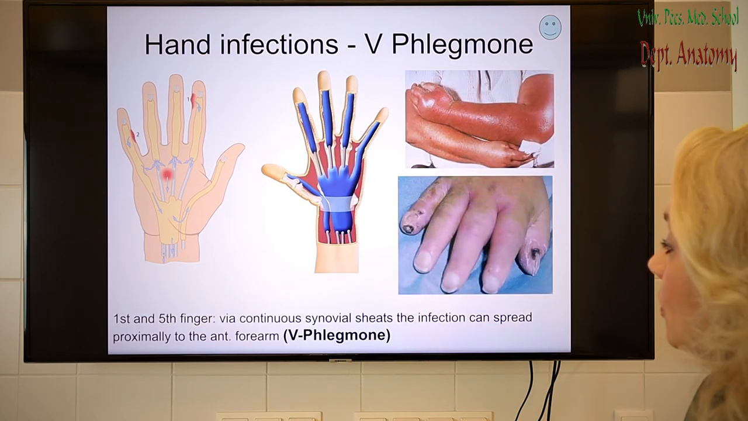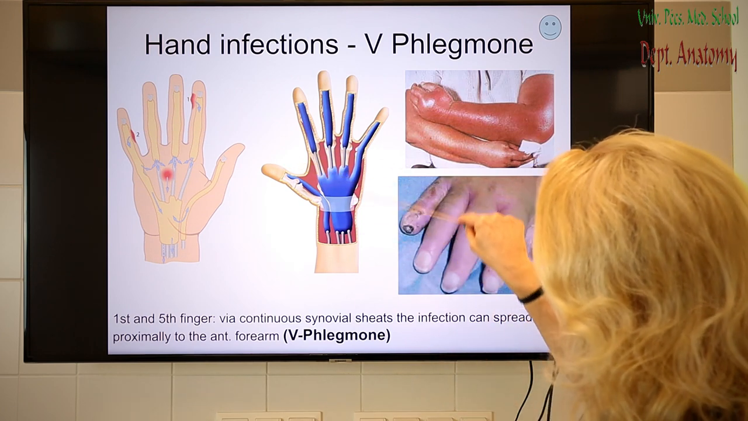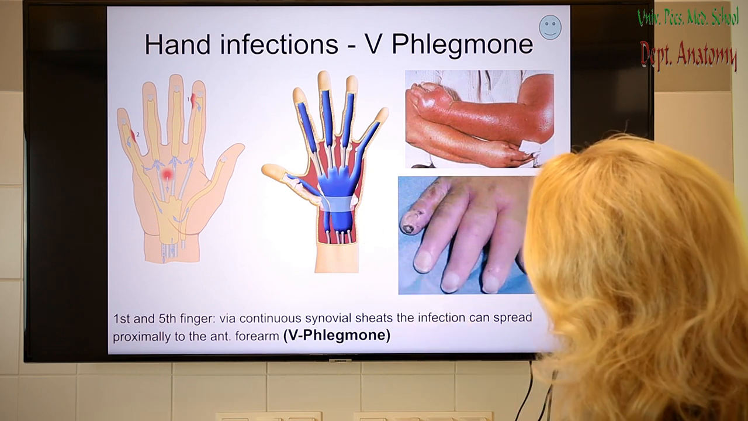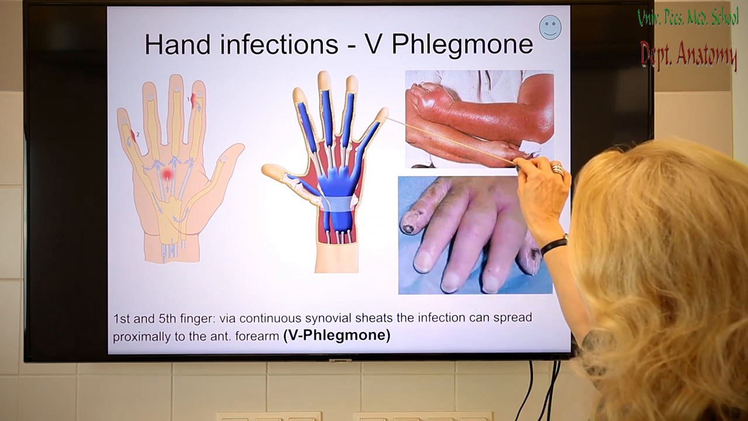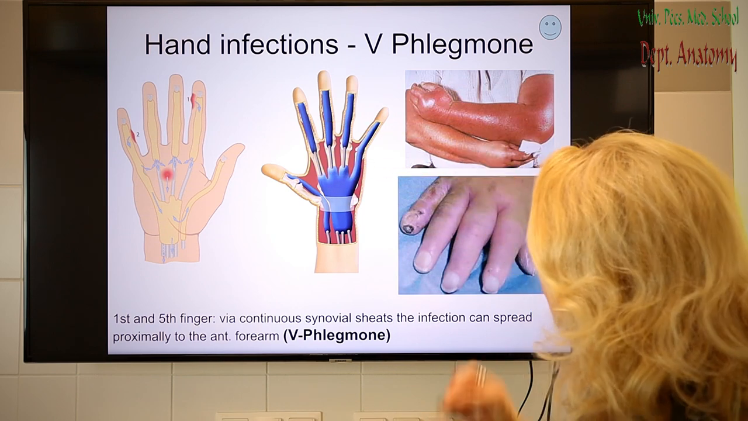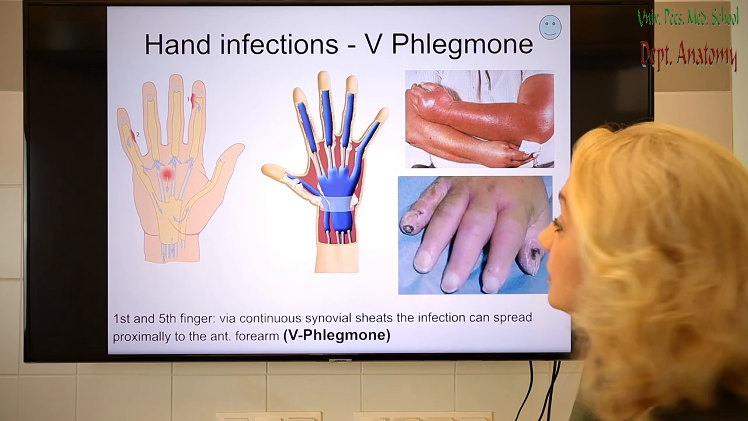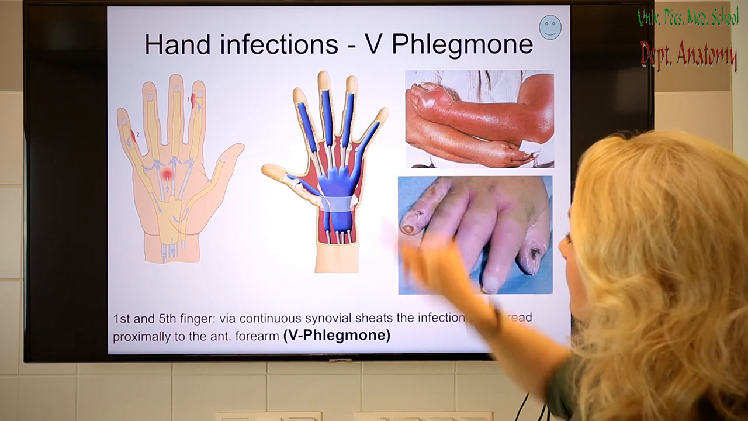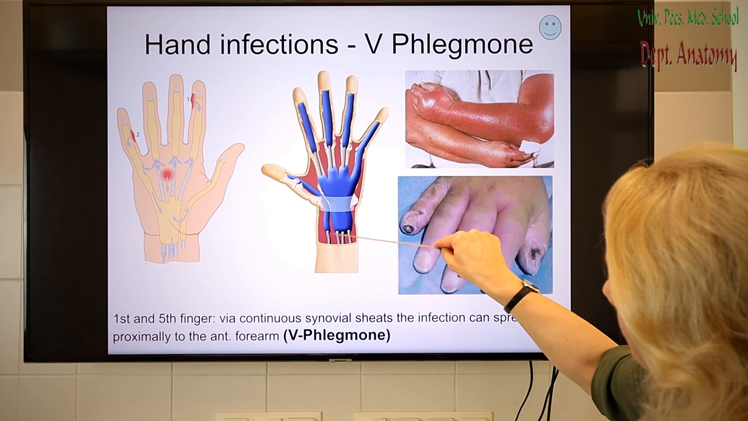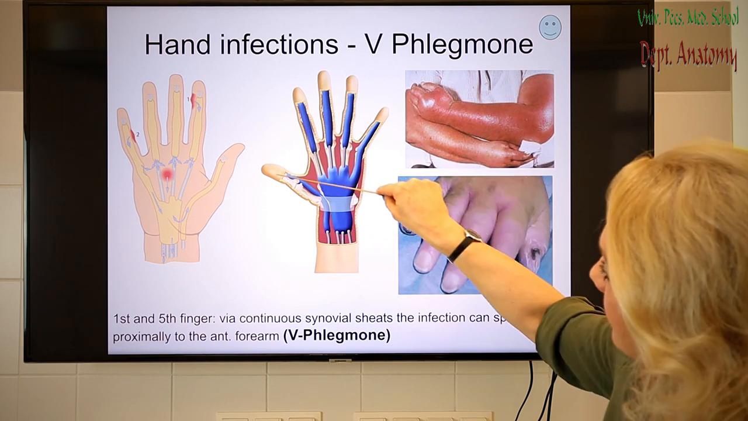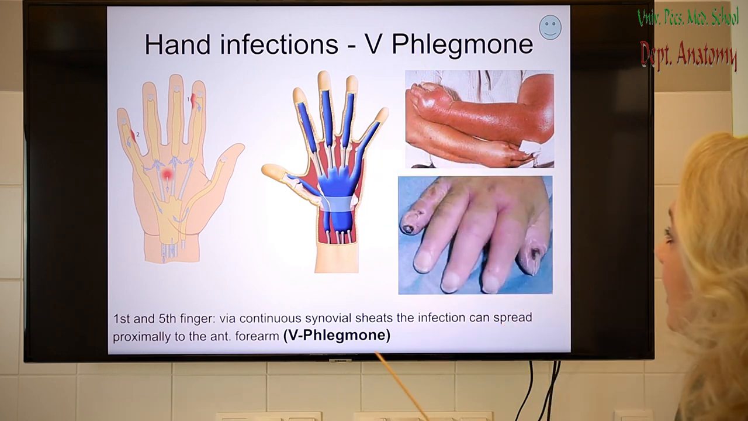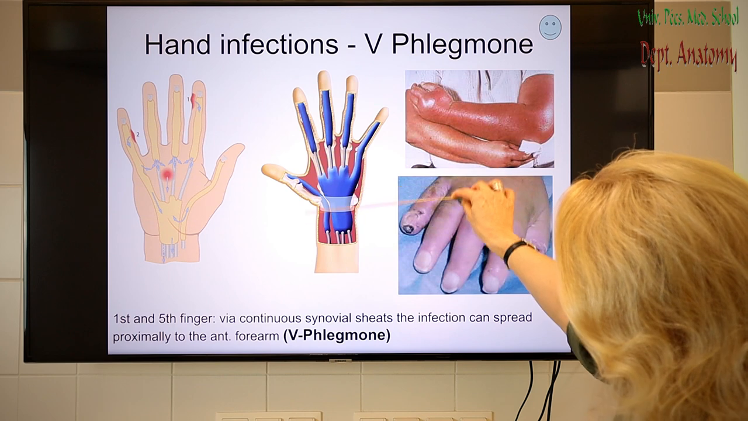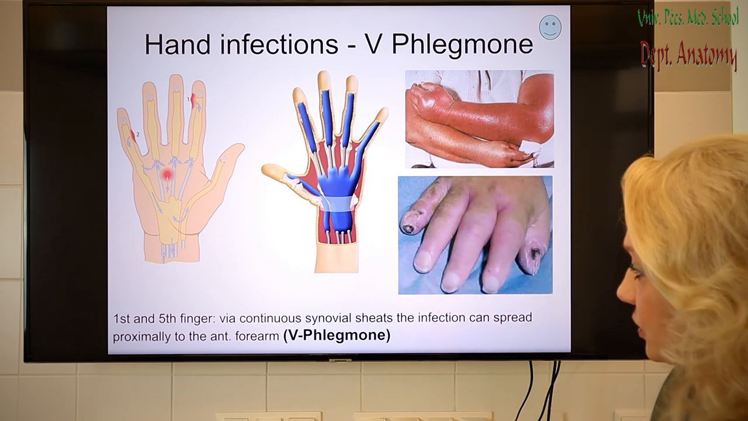Or, this is what you also ask sometimes in the exam, the palmar tendon sheaths. Here in these pictures you can see that they run to the end fingertips on the thumb and on the little finger. The other three fingers, they stop and then they start again. This clears why it's more dangerous to have an infection on the thumb or little finger than in the other three fingers, because the infection can spread to the carpal region and then can even spread backwards. And this is called the V phlegmona, because it has a V shape. And of course the infection can also spread more proximally and can be very dangerous.